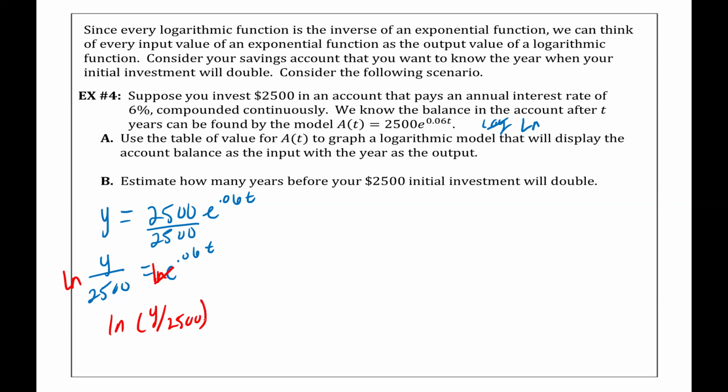So now we're left with the natural log of y over 2,500. ln is natural log, yeah. It's the log you use when you have an e. Yeah, it's backwards.